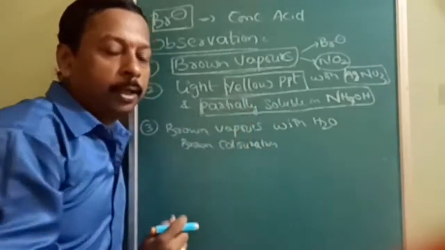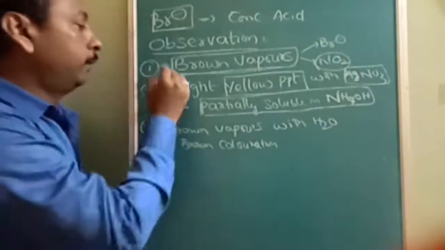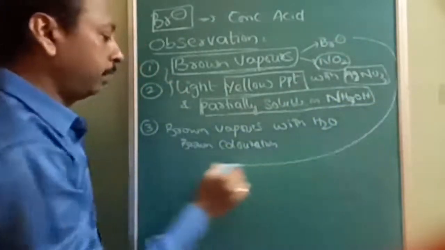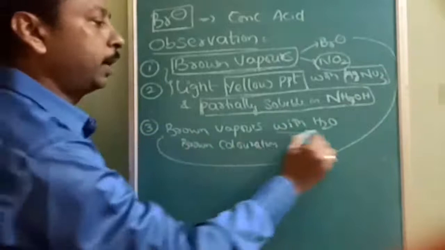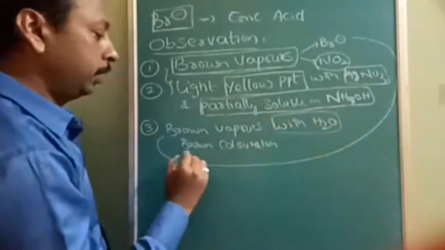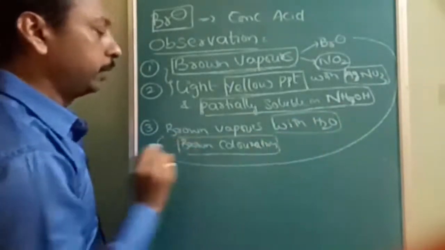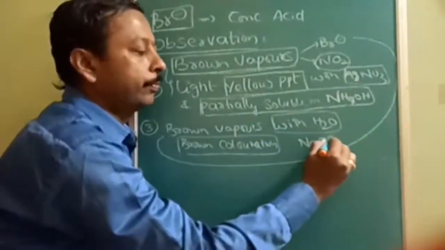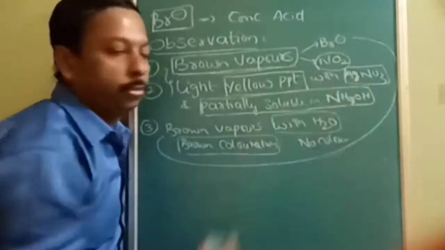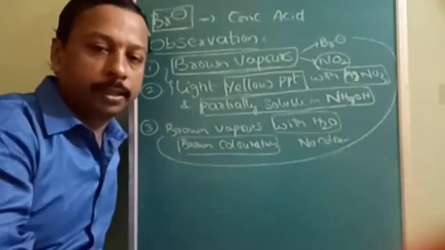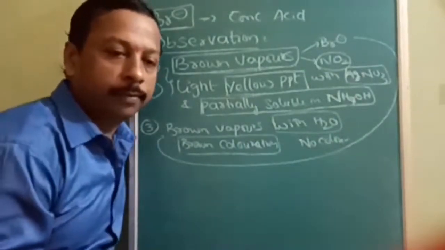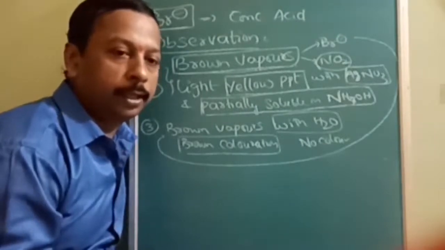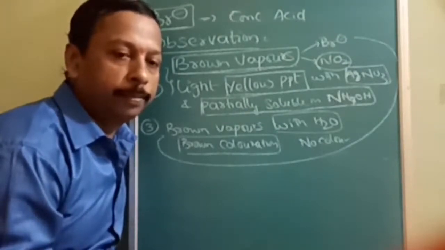And to avoid these two confusions, the brown vapors which we get in the first step, when passed through H2O, will give the brown coloration. If it is NO2, no coloration. Observations, is it clear now? First, we have to react the given salt with concentrated acids. So brown vapors are emitted.